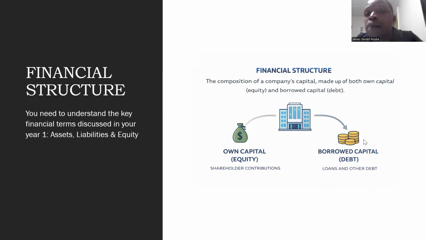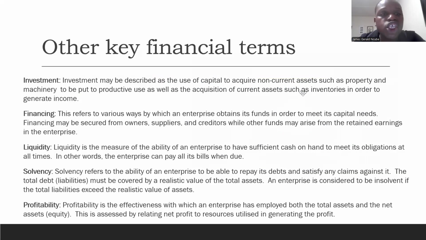Then we also talk about the financial structure of an organization. When we're talking about financial structure, we are just comparing that for this organization, 3 million was invested. Out of that 3 million, how much of it was from the shareholders of the organization and how much of it was from loans that were given to the organization? So that is the financial structure.